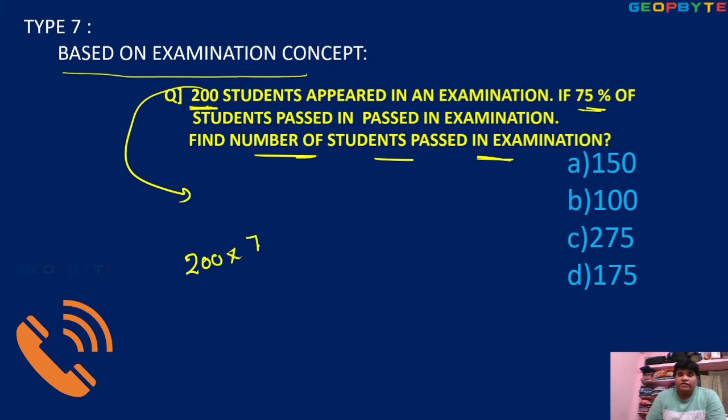So in a 200, 75%. So 75 by 100. 2 into 75, so the answer is 150. So 150 students passed in that examination. Option A.